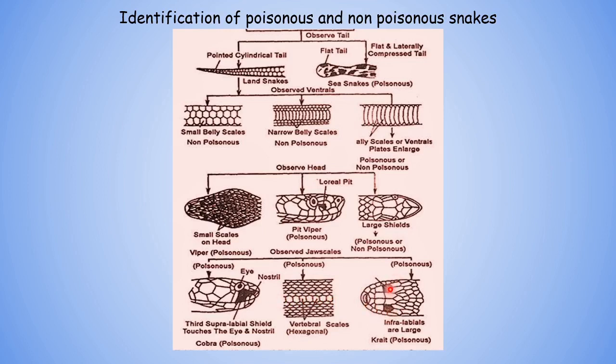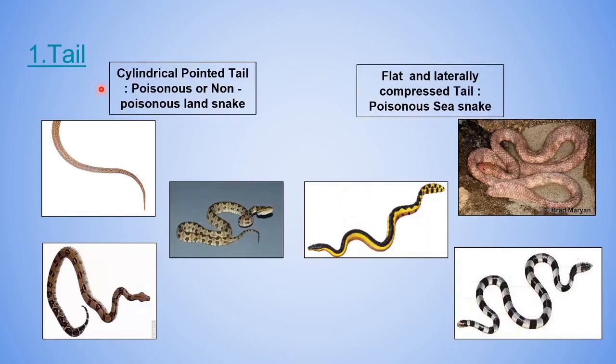Another feature of the krait is its infralabials, that means the scales seen at the rear part of the head region. You can see two or three very large scales in this region. If that is present, the infralabials are very large, as shaded here. That is also a feature of a krait, which is poisonous. So this is a key to identify between poisonous and non-poisonous snakes. To get a clear view, we will look at the pictures shown here.